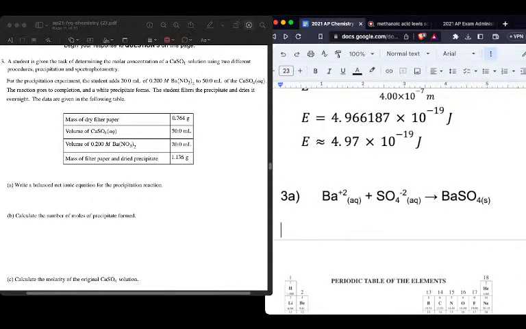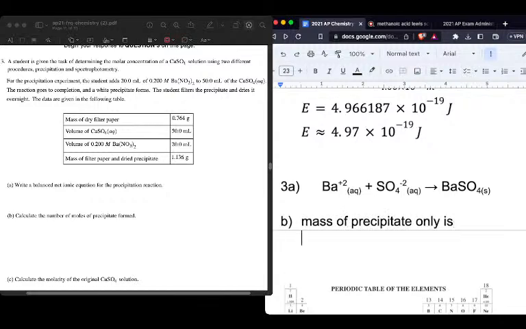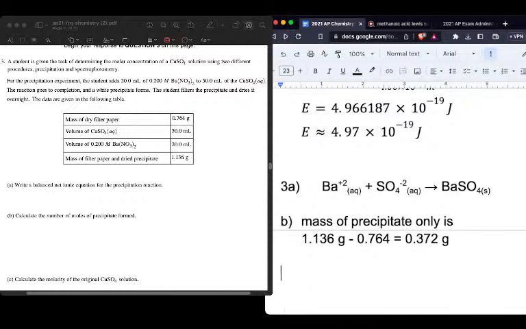Calculate the number of moles of precipitate formed. Well, that's going to take a little bit of work. We got the mass of the filter paper, and we got the mass of the filter paper and precipitate. That's precipitate plus filter paper, but you have to take away the mass of the filter paper because it's paper. It's not barium sulfate solid, right? It's the difference that is precipitate. So of that mass, 0.372 grams of it is barium sulfate.